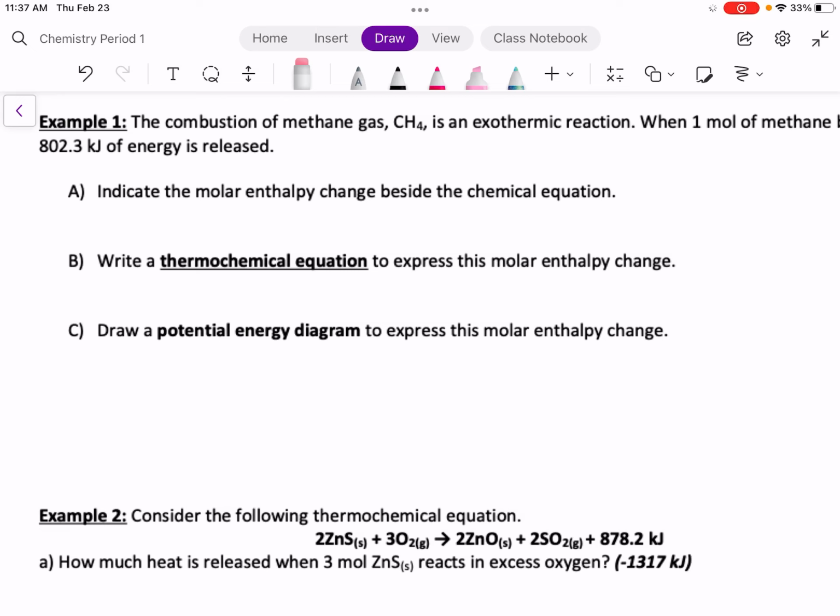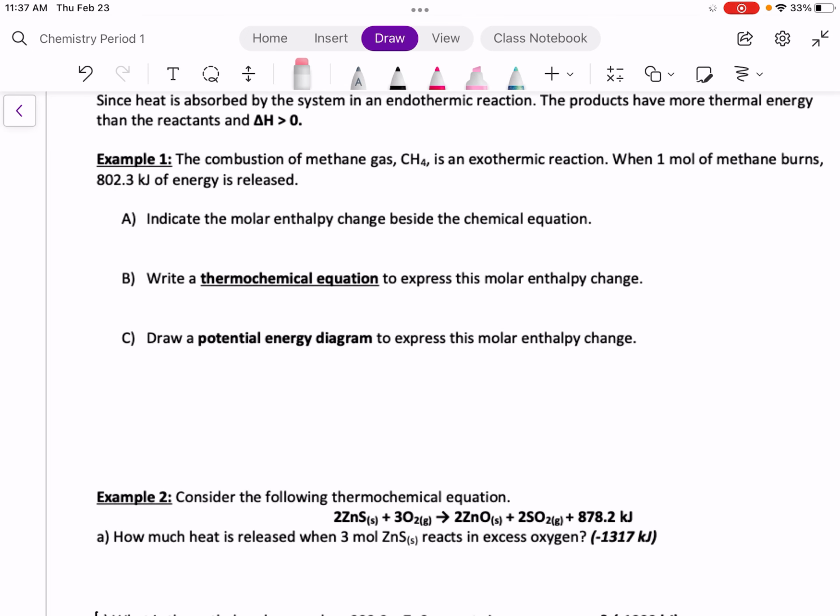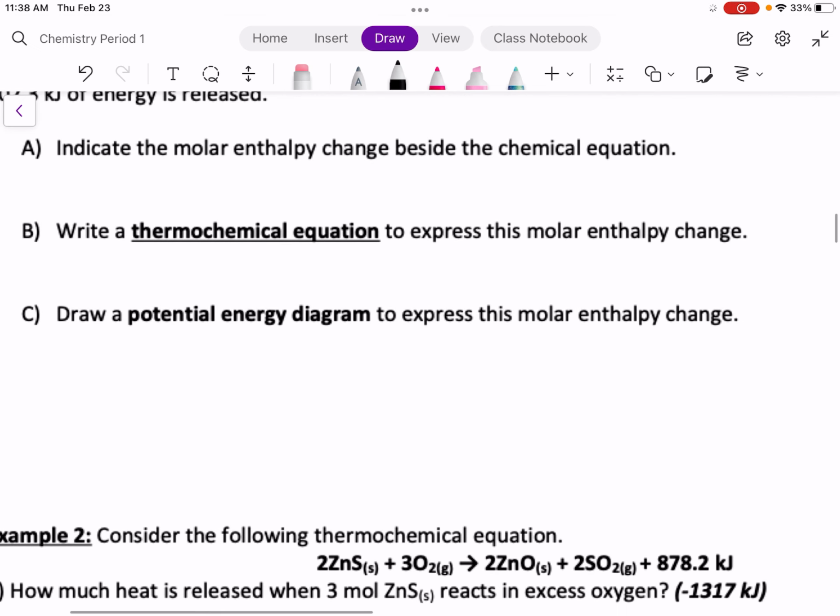All right, example 1. The combustion of methane gas is an exothermic reaction. When 1 mole of methane burns, this much energy in kilojoules is released. So we have 3 ways where we can express this relationship. The first way is to write the molar enthalpy change beside the chemical equation.